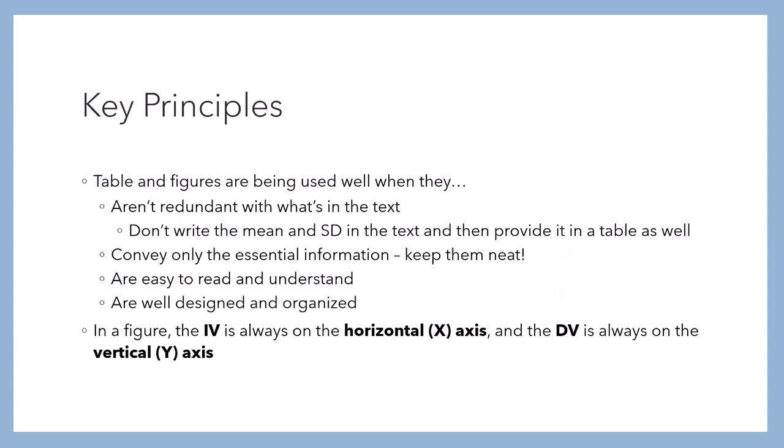Why did I say that they can be a good way of communicating results? Often they aren't used well, and it just makes things even more confusing for the reader trying to decipher what they're saying. Tables and figures are being used well when they aren't redundant with what's in the text. So that means that you don't write your mean and standard deviation in the text of your results and then present it in a table as well. You should do one or the other, and it will depend on your specific project what it makes most sense to do. Your tables and figures should convey only essential information and be presented neatly. This also means they are easy to read and understand and are well designed and organized.